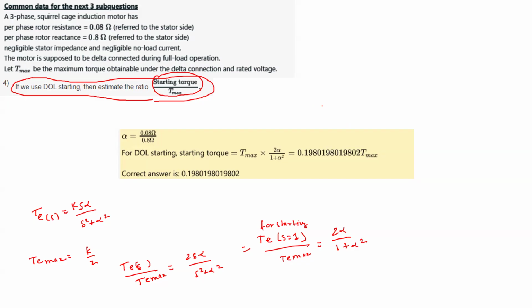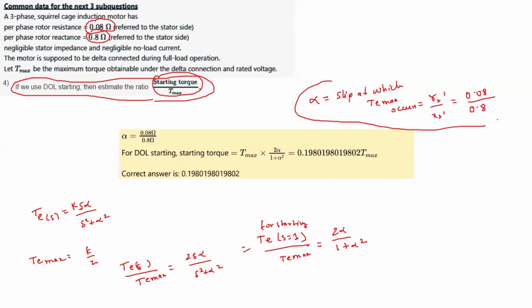Now what is alpha? We know that alpha is the slip at which the maximum torque T max occurs. For the simplified diagram, from the maximum power theorem, you can find that it is nothing but R2 dash by X2 dash. So what is R2 dash in the question? It is 0.08 ohms and X2 dash is 0.8 ohms. This we have discussed so many times, from the last two assignments. So there should be no confusion in this.